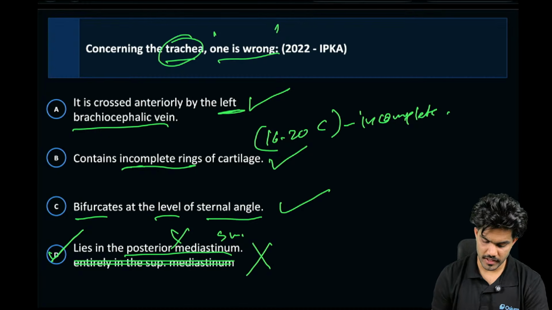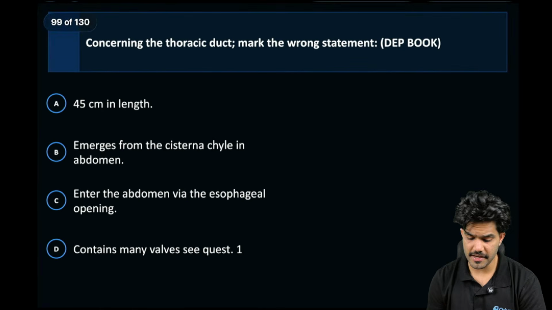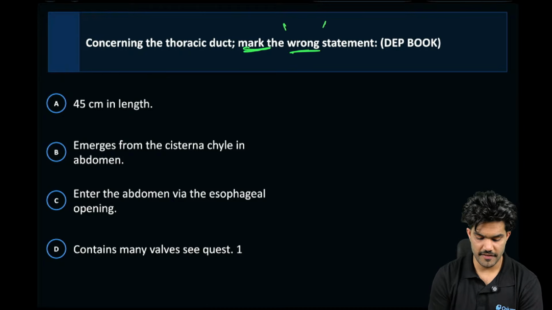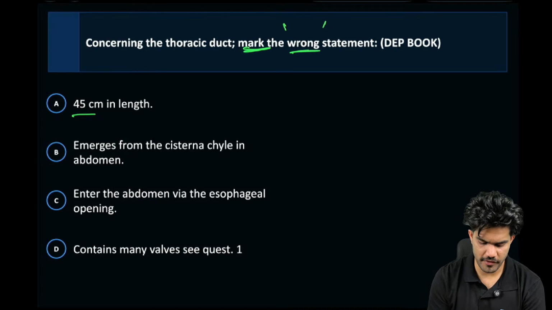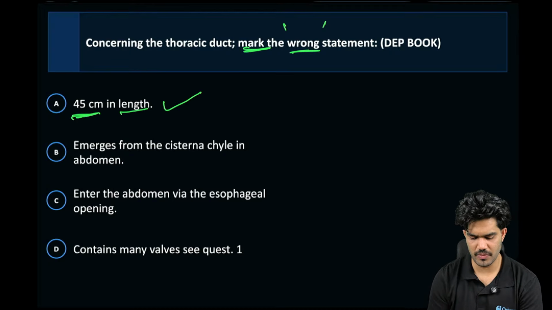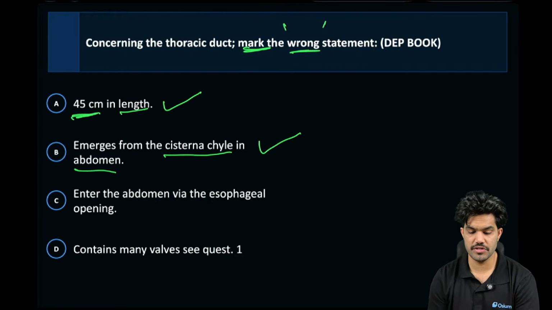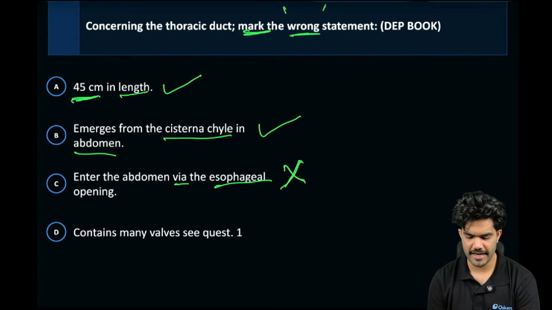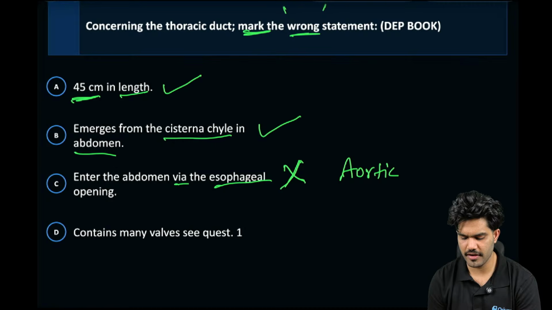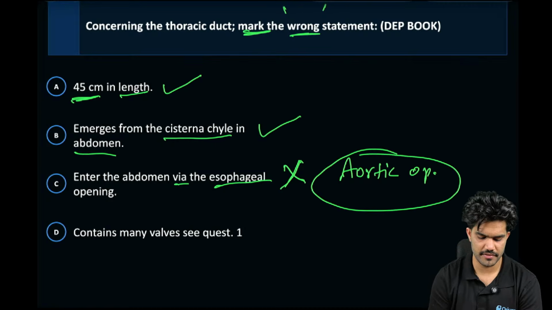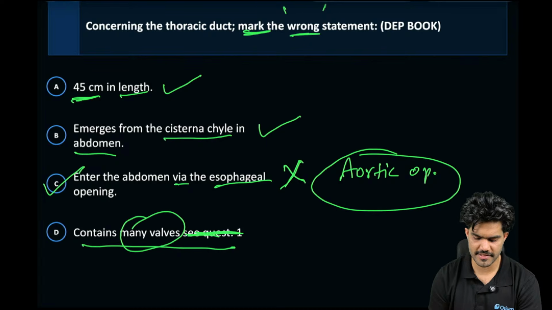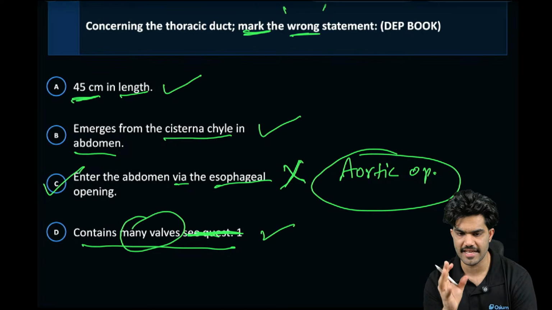Okay. Now, concerning thoracic duct, mark the wrong answer. First thing, 45 centimeters in length. Yes, it's true. Emerges from cisterna chyli in the abdomen. Yes, it is also true. Enters the thorax via esophageal orifice? No, it's entering through aortic opening. Again revision. Contains many valves. Yes, it is also true because thoracic duct carries lymph.